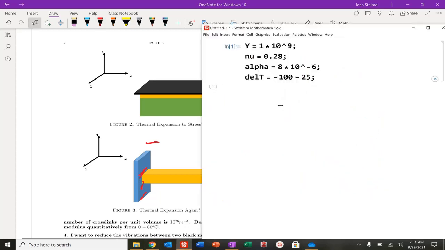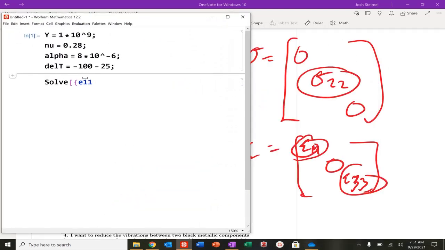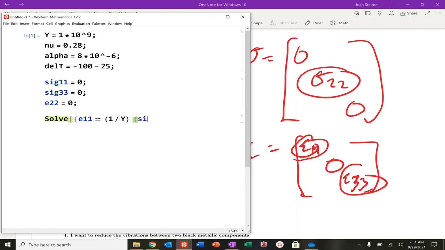Let's solve them once again. So I need to do solve. I really wish now I had my Mathematica from the previous solution. So epsilon 1, actually let's go ahead and define our tensors. So I'm going to do sig11 equal to 0, sig33 equal to 0, and then e22 equals 0. So e11 equals 1 divided by Y times my sig11 minus nu times sig22 plus sig33.